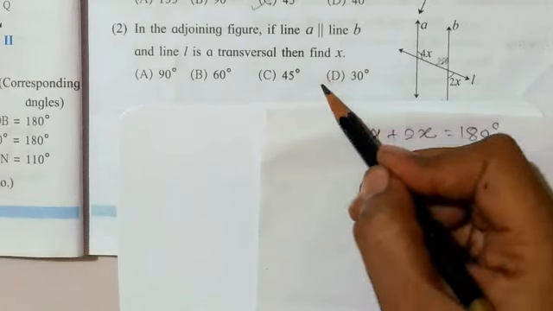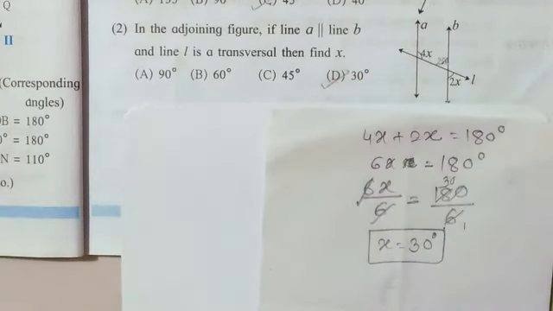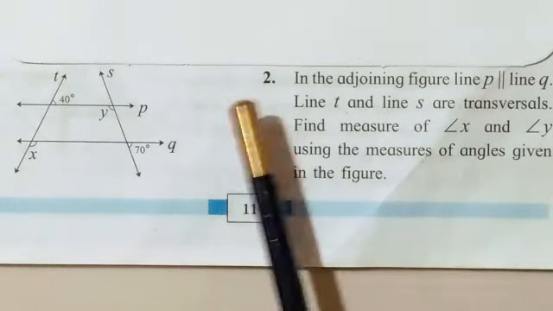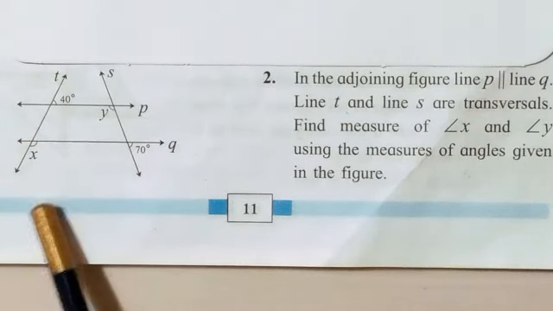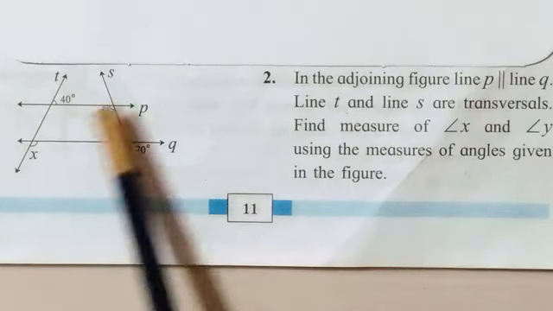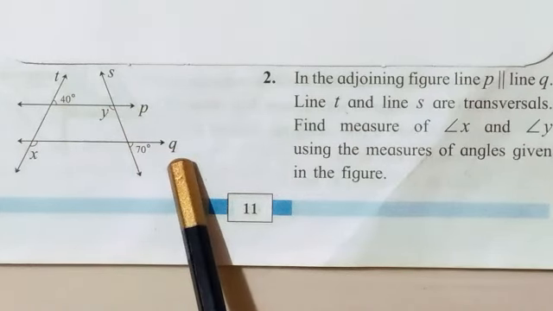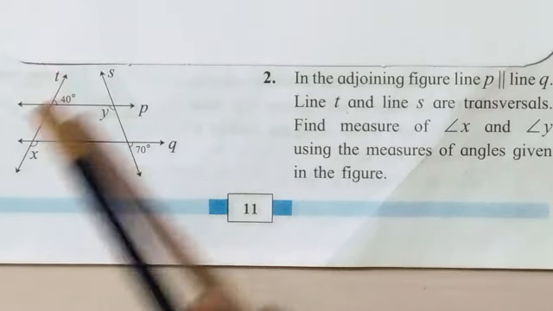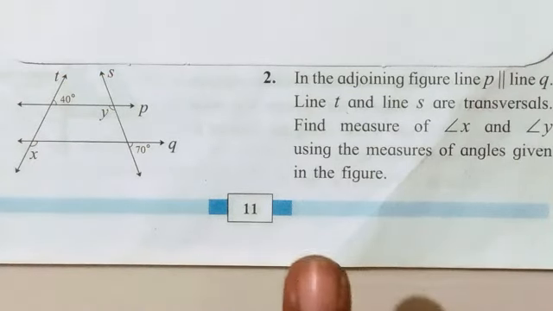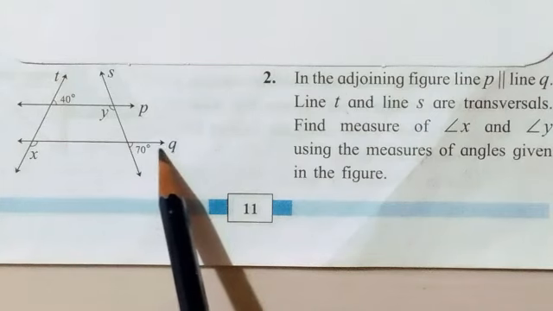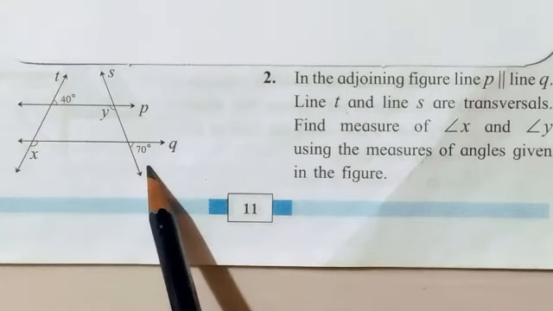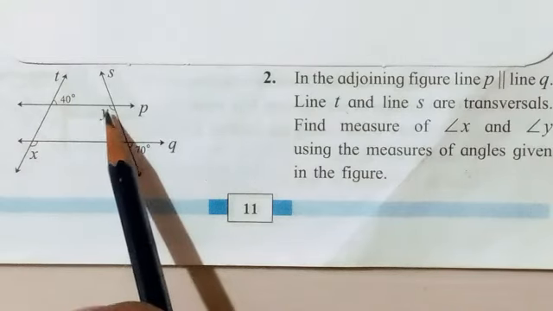So our option D is right for the second question, which we have to solve systematically in your classwork notebook. Let's start our second question. The question is given along with the figure. Here two lines, line P and line Q, are parallel lines, and line T and line S are the two transversals given here. And here they have given us some measurements. This angle's measurement is 40 degree. This one is 70 degree, and we have to find the value of x and y.